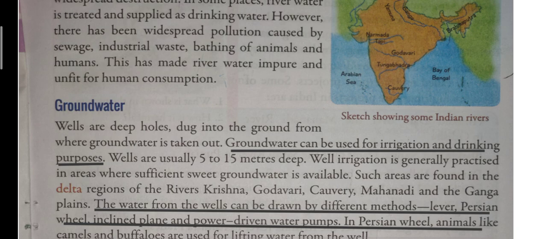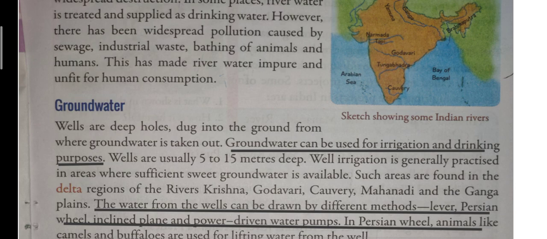Then, children, well irrigation. Well irrigation means watering the crops by taking water from the wells. So well irrigation is done where good and sweet groundwater is available. And children, that is only known as well irrigation. Such areas are found in the delta regions of the rivers Krishna, Godavari, Kaveri, Mahanadi and the Ganga plains.